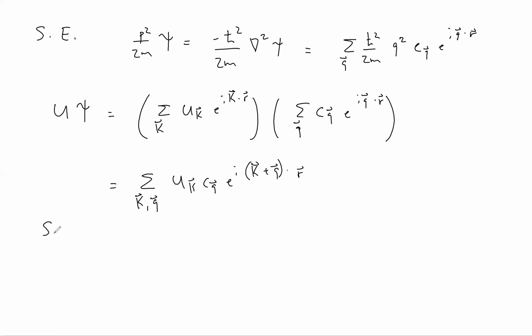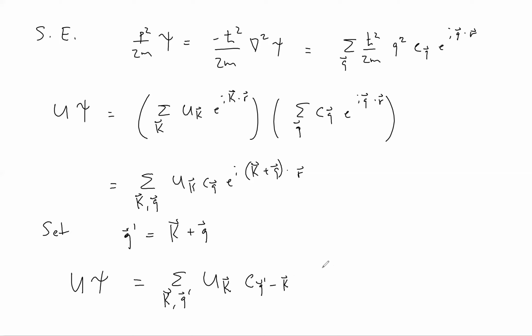So let's set little q prime equal to big K plus little q. This will allow us to write the product of u and psi as the sum over K and q prime, u_K, c_{q' minus K}, e^{i q'·r}. If you like, I've just changed the origin of the sum over q here to make this expression a bit nicer.